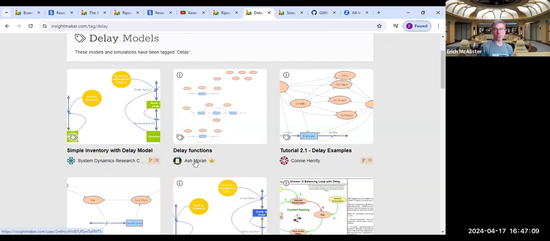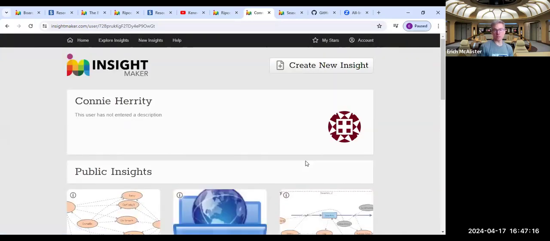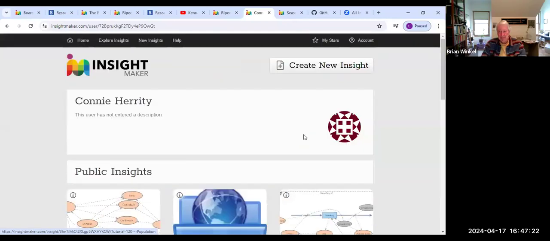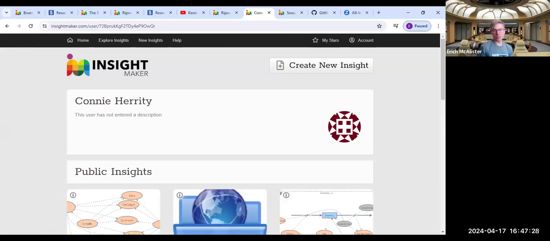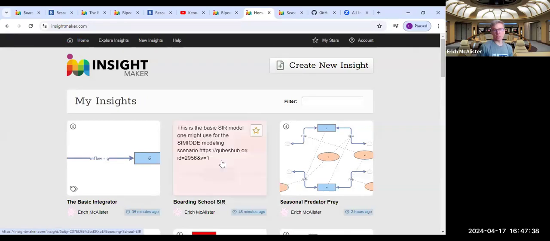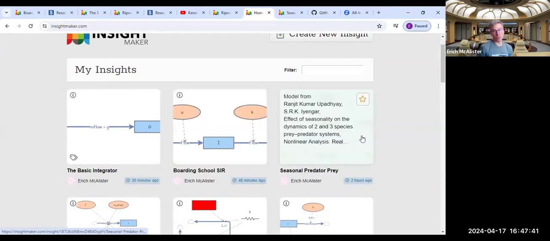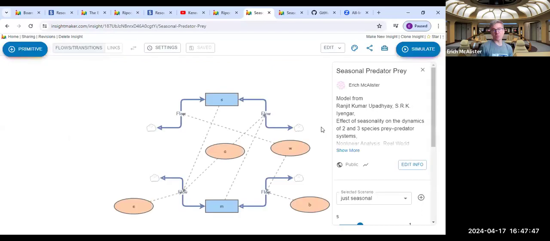Right, and the other thing, if you find something, if you know the author, you can find all of their insights. Okay. All of their public insights, at least. Yes. And so the other thing that I want to point out, I'm going to go back to home. So these are my insights. And so, like, the seasonal predator prey model, right? This one is public as well.